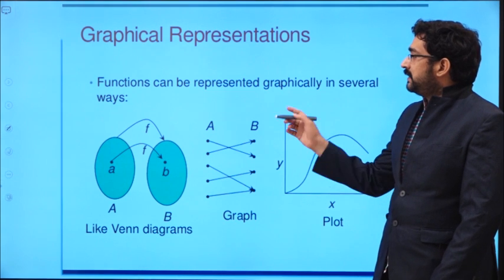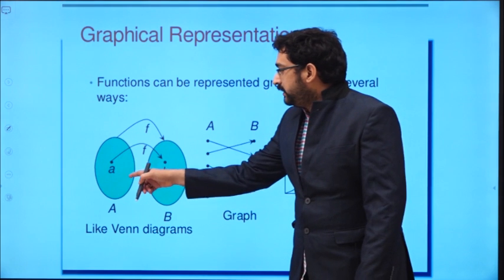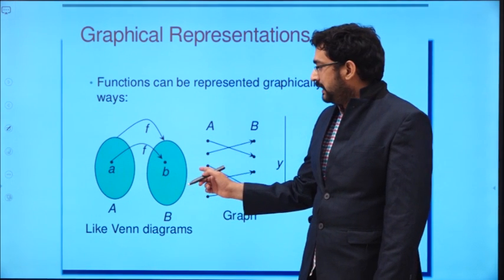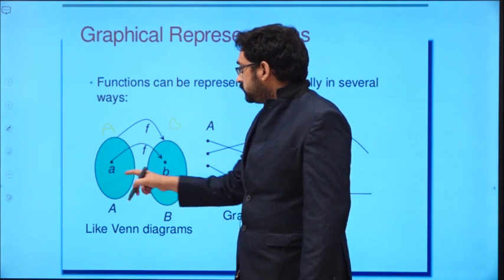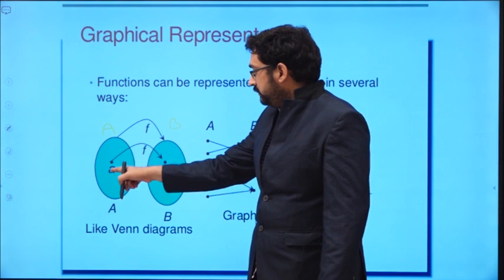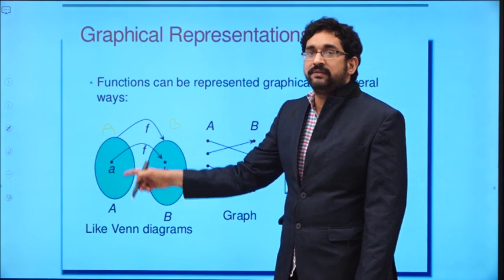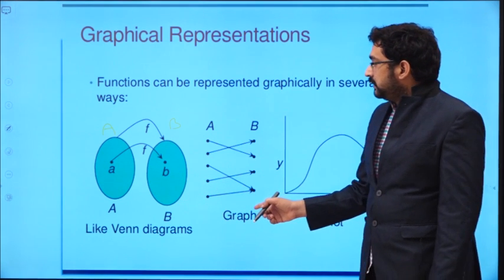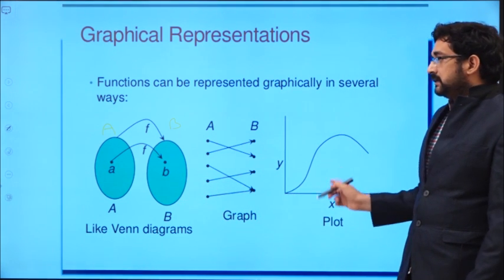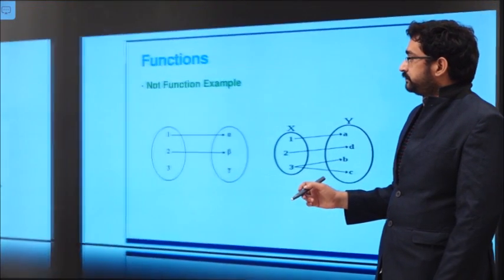This is a graphical representation of functions. Using a Venn diagram, we can represent a function like this. Here f is a function from A to B. Every element of A will be mapped to a unique element of B. This is the Venn diagram representation of a function. This is a graph, this is a plot. In all these ways we can represent a function.